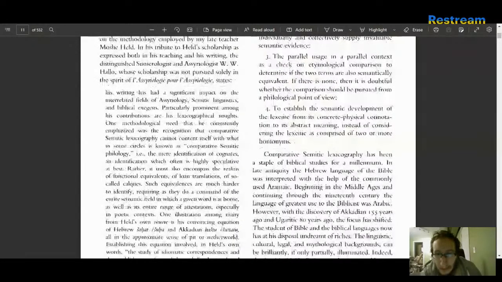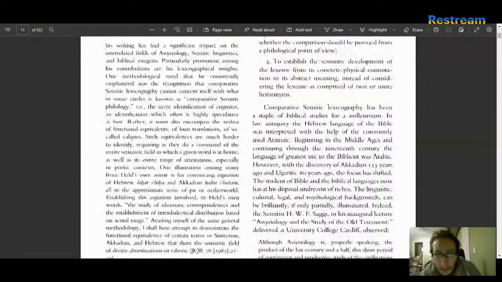To establish the semantic development of the lexeme from its concrete physical connotation to its abstract meaning, instead of considering the lexeme as comprised of two or more homonyms. Homonyms means that it's spelled the same, but it's two different roots. So the idea is attempting to find a common root in the same spelling if the evidence indicates that that's the case.